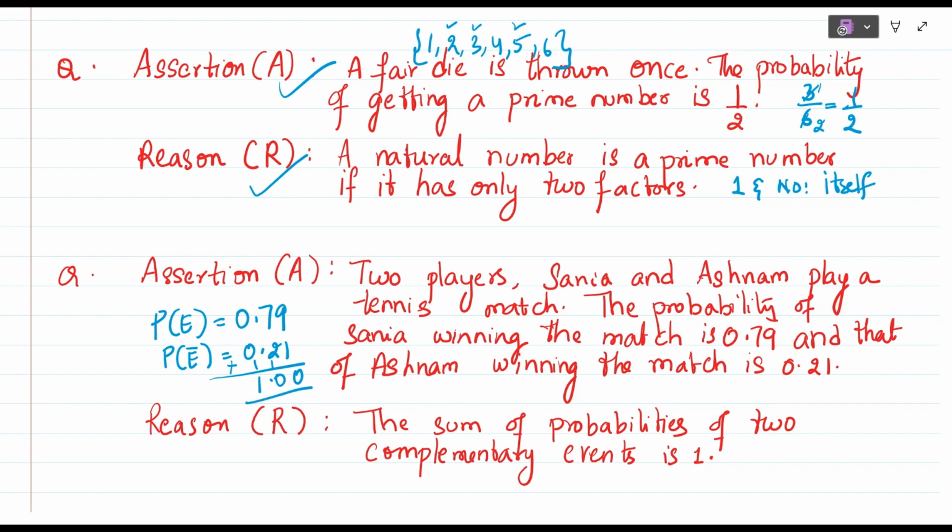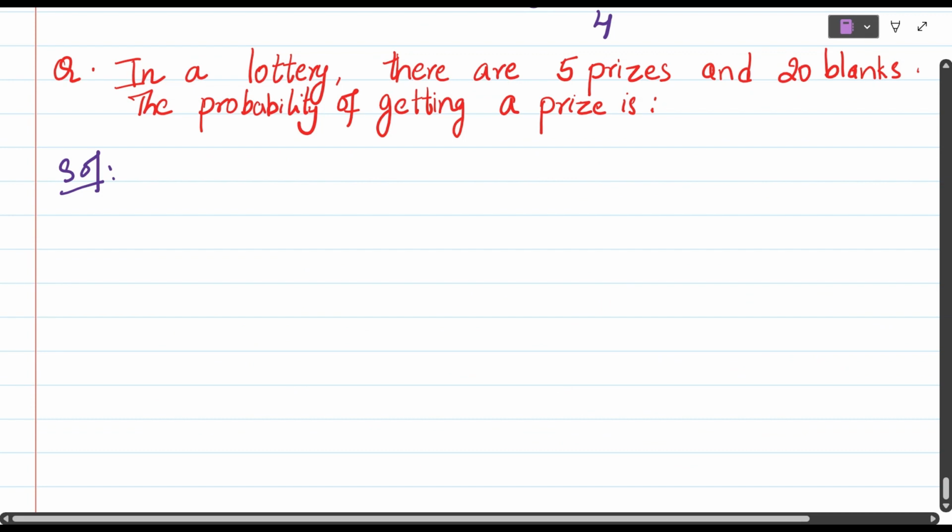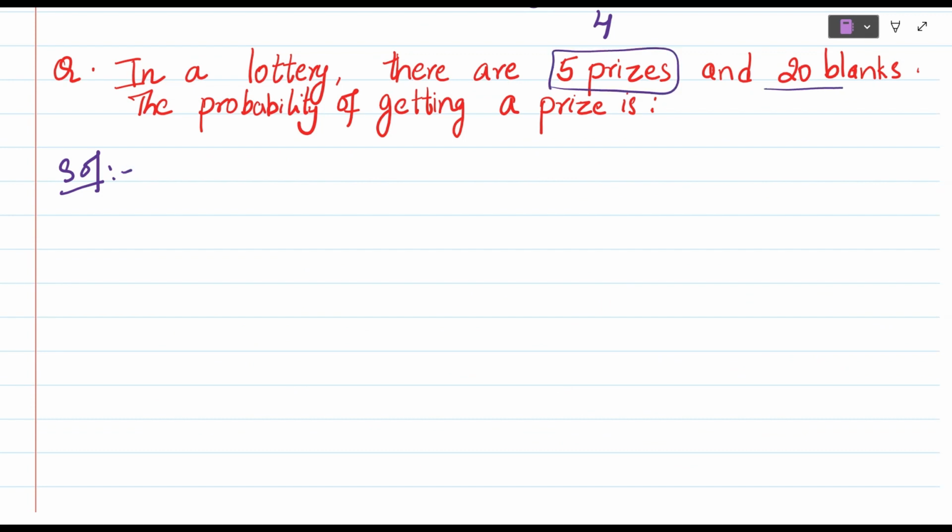Is this true or false? Yes, here the assertion is true. Next, the reason. The sum of probabilities of two complementary events is 1. Yes, if we add two complementary events, we will get the answer as 1. So this reason is also true. Did you understand, students?